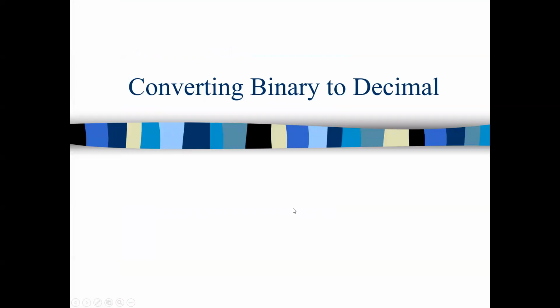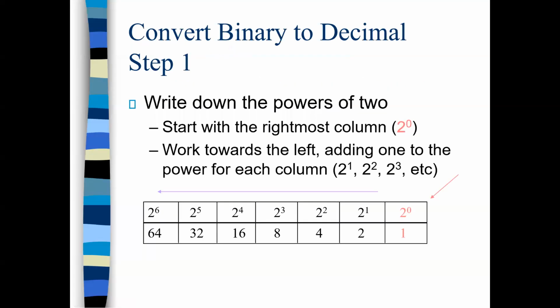Okay, so let's do some conversions. What if I have a number that's been given to me in binary? How do I figure out what that's worth in decimal? I'm going to start by writing down the powers of 2. So I'm going to start with my 2 to the 0 power is 1. 2 to the power of 1 is 2. And as I go across, increasing in value, again, as I work with my different powers of 2, I'm going to see that that decimal number is doubling.